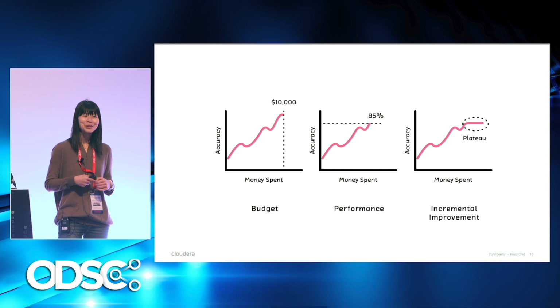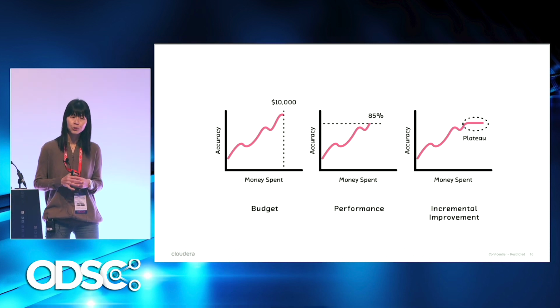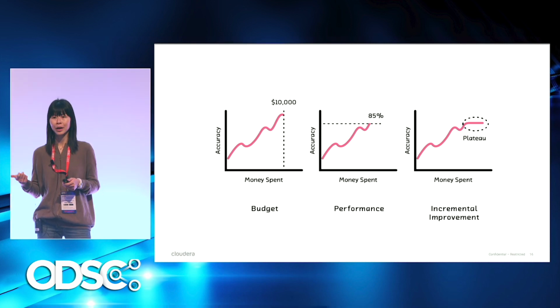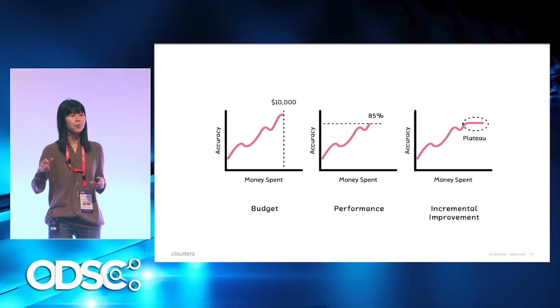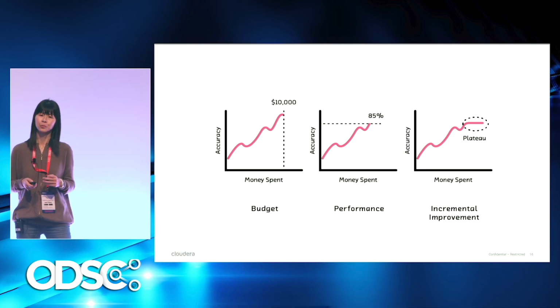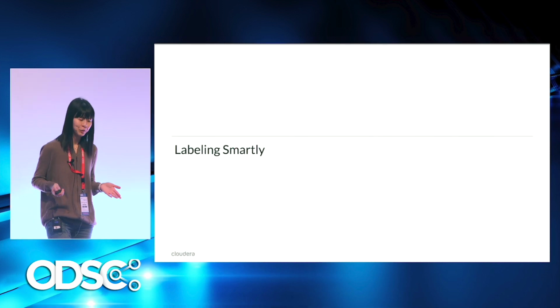This is arbitrary, so a better approach, obviously, is to think about a dynamic approach where you're looking for the incremental improvement over each round of active learning, and you stop when an additional round of active learning doesn't return a lot of performance improvement. So that's the basic setup of active learning.